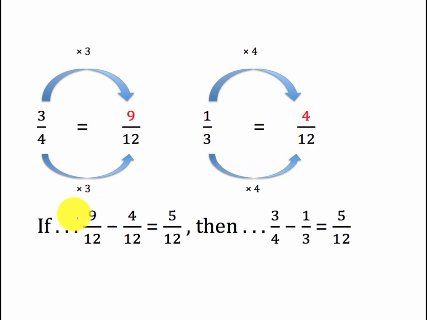So then I can say, because I'm subtracting, remember, that 9/12 minus 4/12 is 5/12. I just subtract the numerators and I leave the denominator the same. But again, the original question was 3/4 minus 1/3. So if 9/12 minus 4/12 equals 5/12, then that means 3/4 minus 1/3 also equals 5/12.